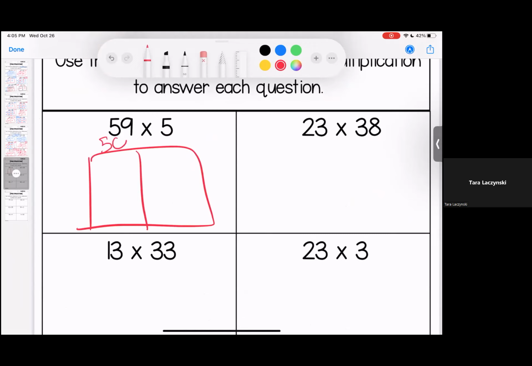59 times 5 is a 50, a 9 and a 5. 5 times 5 is 25, 1 zero. 5 times 9 is 45. Add these together, you get 295.